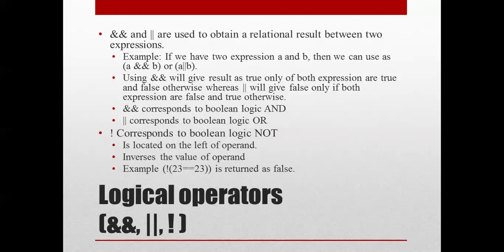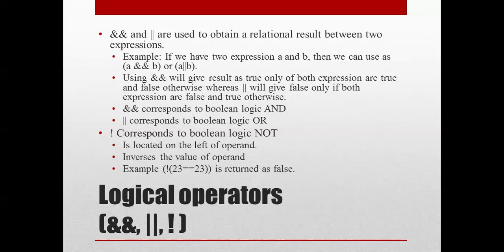Okay, and exclamation corresponds to Boolean logic not. So it's basically saying if you get a result of an expression as true, then adding an exclamation or a not in front of it will just invert the value. If you get an answer as true, it's going to convert it into false. You can just make the opposite of whatever comes out of the answer. And it's always located at the left hand side of an expression. It inverses, as I said, the value of the operand.